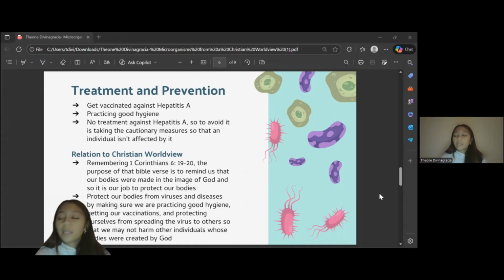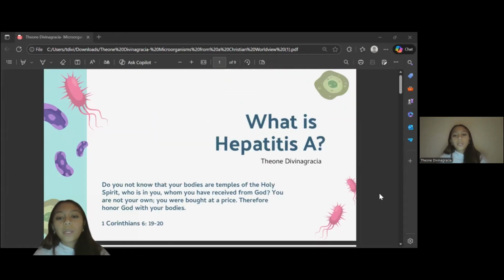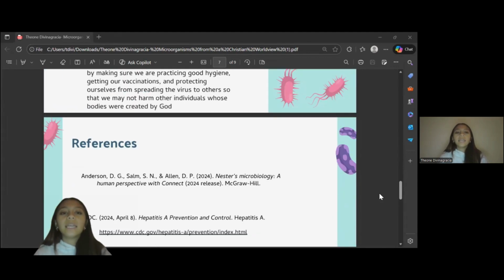Now we relate it back to Christian worldview. And as I said before, I chose the Bible verse 1 Corinthians 6:19-20, which is again, "Do you not know that your bodies are temples of the Holy Spirit, who is in you, whom you received from God? You are not your own, you are bought at a price. Therefore, honor God with your bodies."